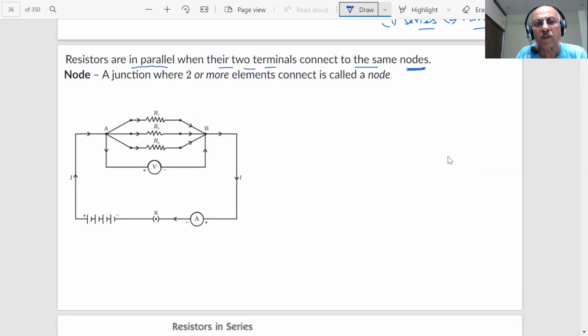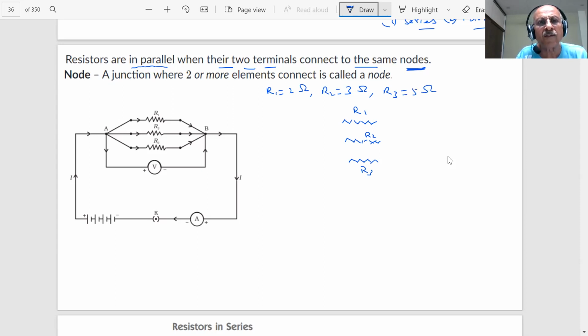What happened? Students, I had resistance R1. I had another resistance R2. You had another resistance R3. Supposing R1 is 2 ohms, R2 is 3 ohms, R3 is 5 ohms, student. These are three resistors. What happens, students?